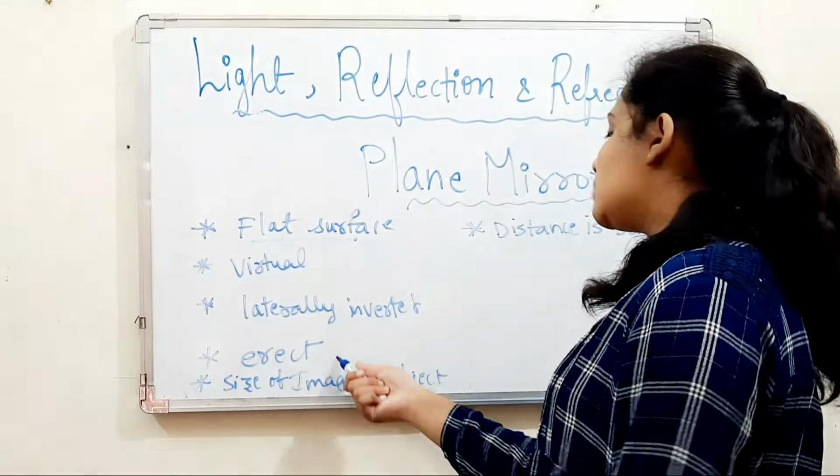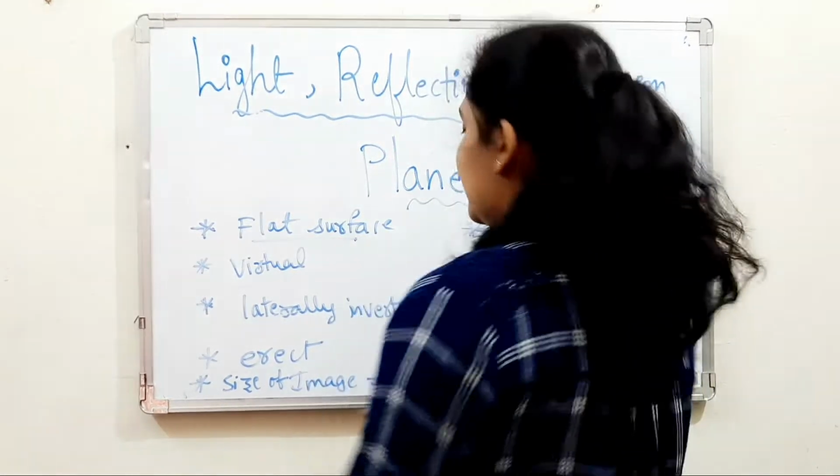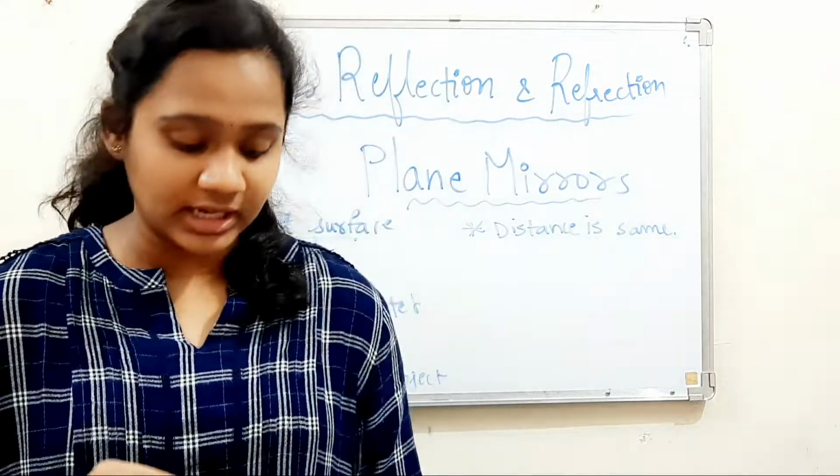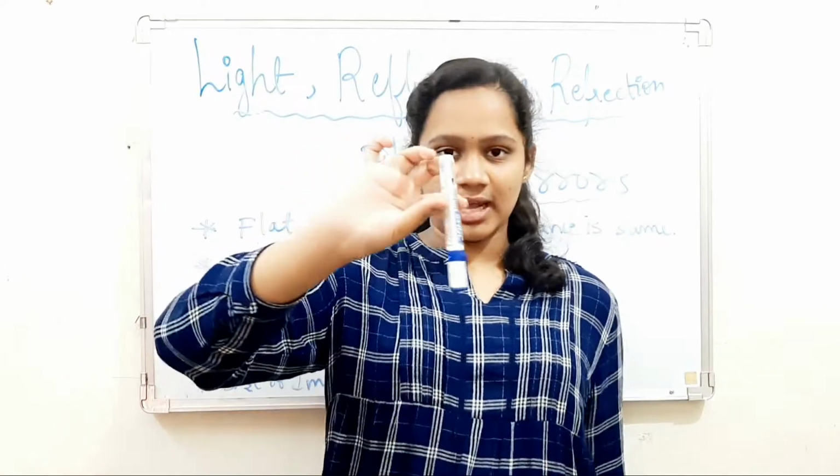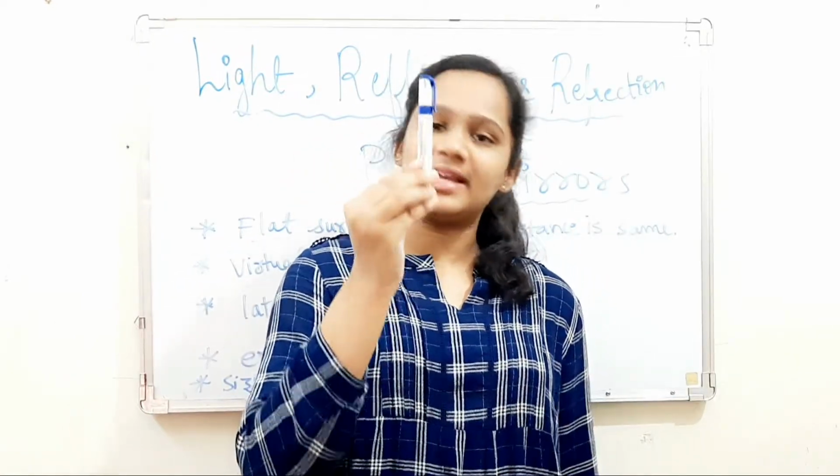The next one is erect. The image will be upright. It is not going to be inverted. Okay, just don't worry. आपकी image जो होती है, अगर आप ऐसे खड़े हो, क्या आप ऐसे दिखते हैं? नहीं ना. तो अगर आप ऐसे खड़े होते तो ऐसे ही दिखते हैं.